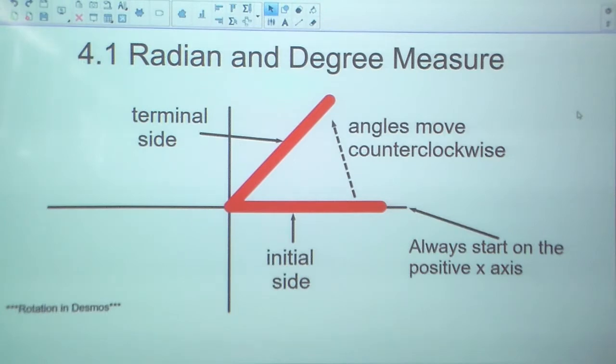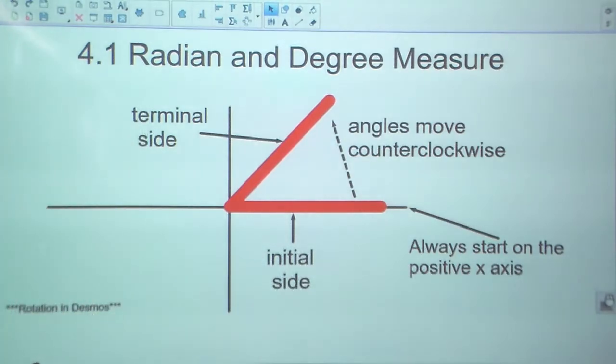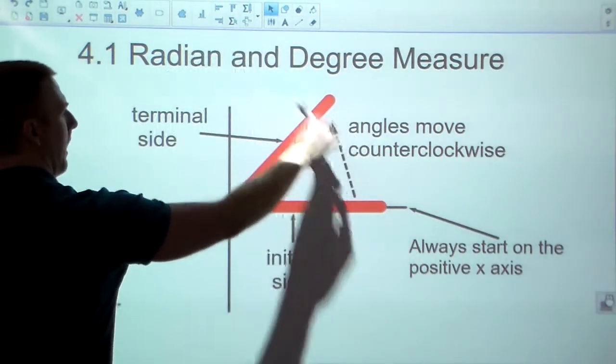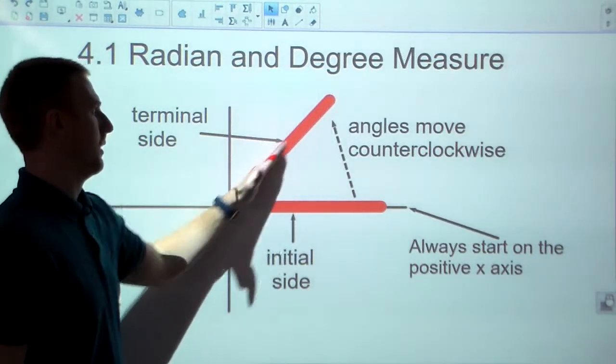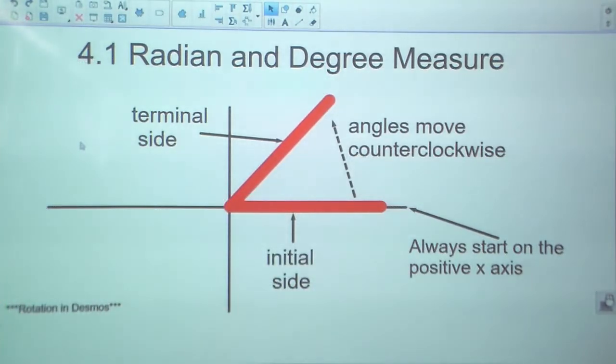So here is an angle, and your initial side is always on the positive x-axis. That's where we always begin measuring. And we always move in this direction. We go counterclockwise. And the place where we end, we call that the terminal side. So initial side and terminal side. That's the language you'll see in the book.